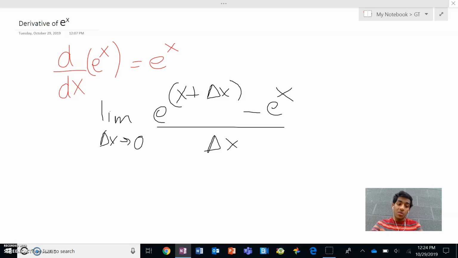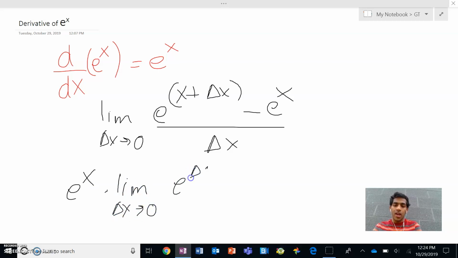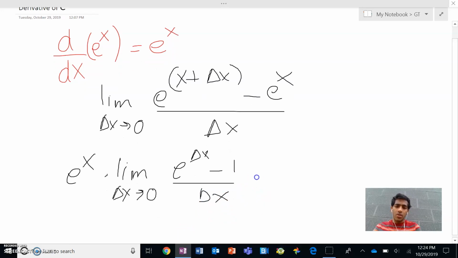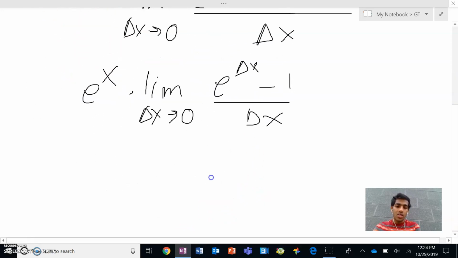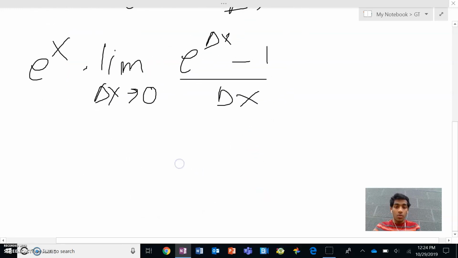I see something right now. E raised to the x and e raised to the x gotta get factored out. I just don't like complex stuff, so I'm gonna factor that out. E raised to the x times the limit as delta x approaches 0 of e raised to the delta x minus 1 over delta x. So now, of course, I got it factored, but now I don't know what to do with this. I can surely do something with it.